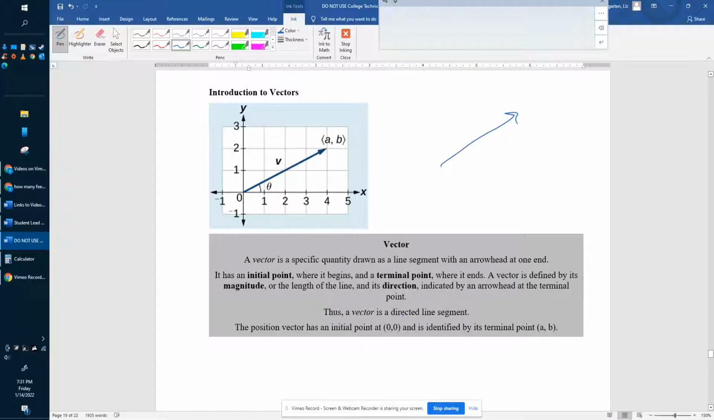Thus, a vector is a directed straight line segment. It has the initial point at 0, 0 and a terminal point at <a, b>. Notice that a, b are in these little arrowhead brackets. That's telling us that it's a vector.